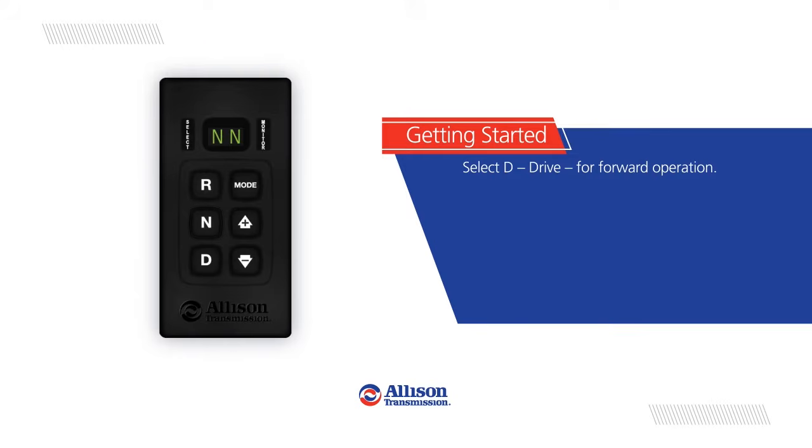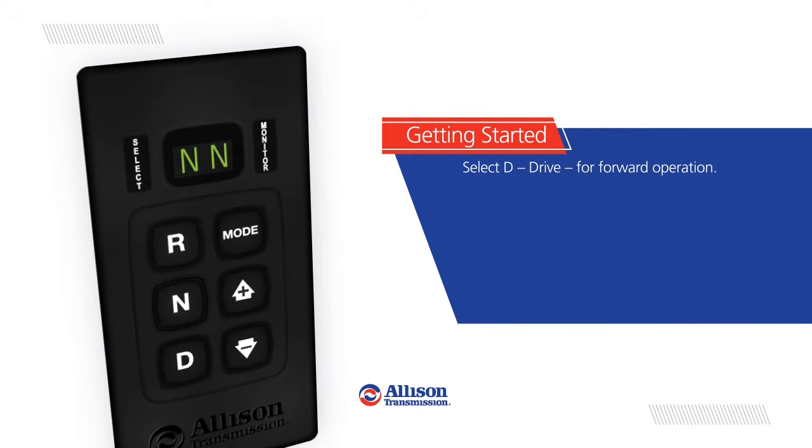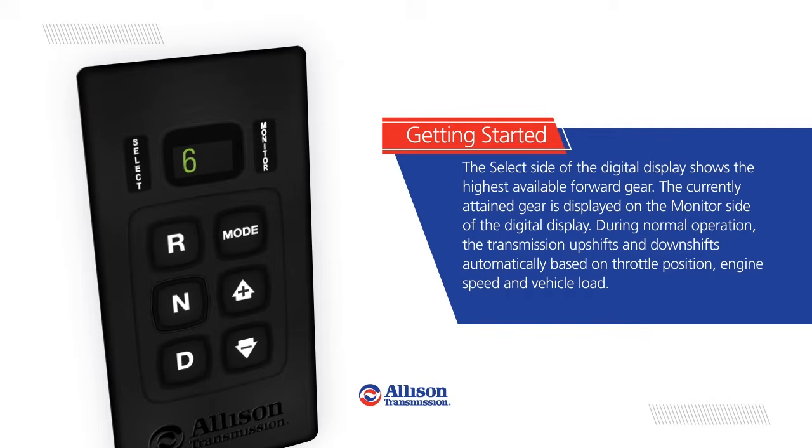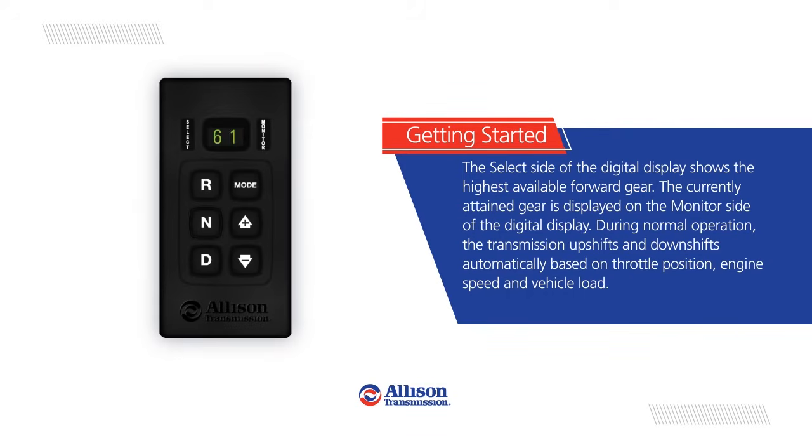Select D, Drive, for forward operation. The Select side of the digital display shows the highest available forward gear. The currently attained gear is displayed on the monitor side of the digital display. During normal operation, the transmission upshifts and downshifts automatically based on throttle position, engine speed, and vehicle load.